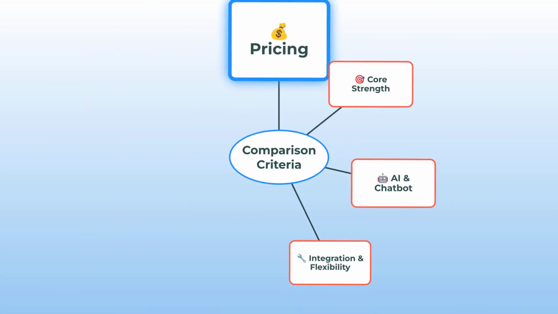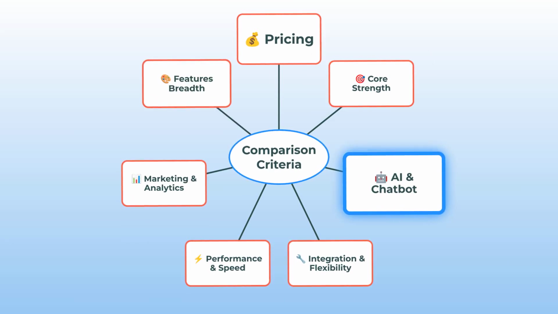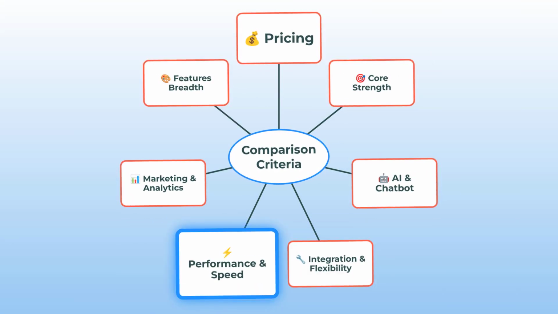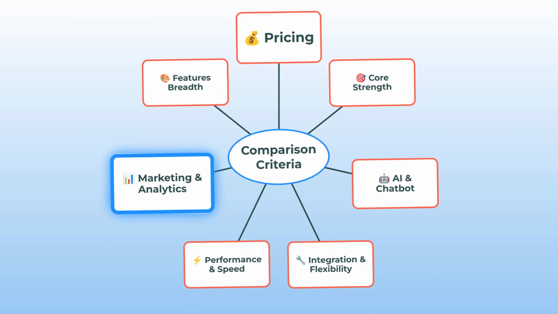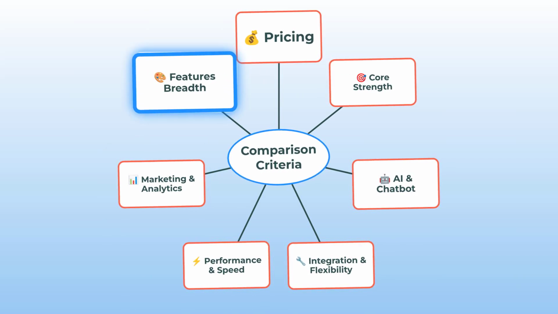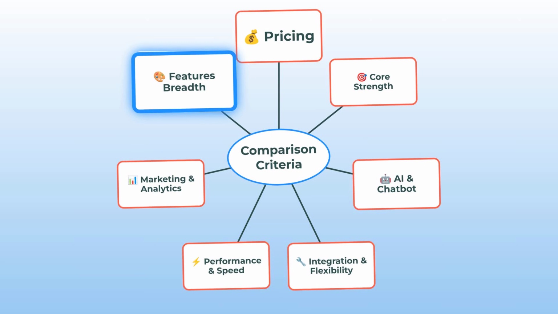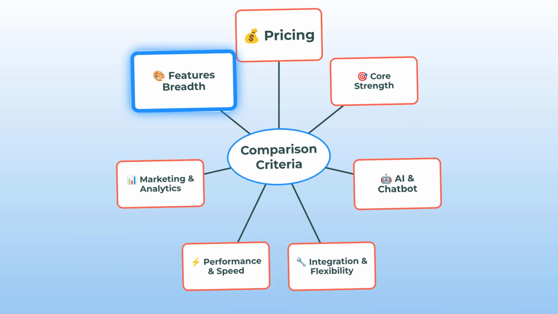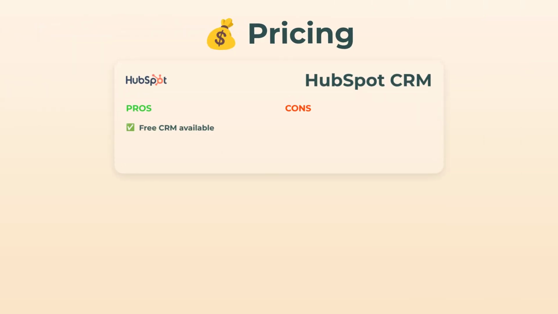Here's what we're comparing: pricing, core strength, AI and chatbot, integration and flexibility, performance and speed, marketing and analytics, and features breadth. Grab your mental highlighter. These are pretty much the big buckets anyone should be thinking about before making a move. Okay, kicking it off with pricing.